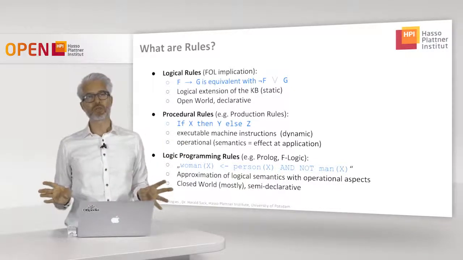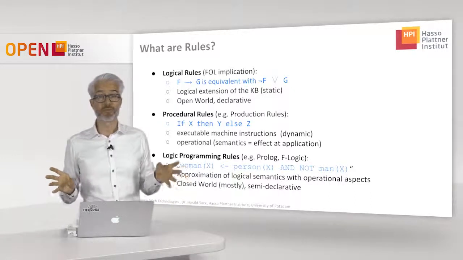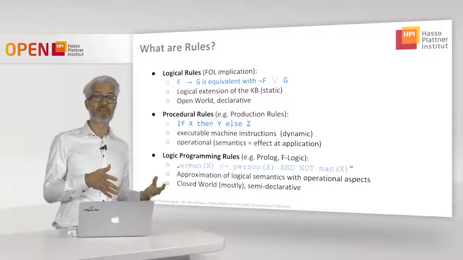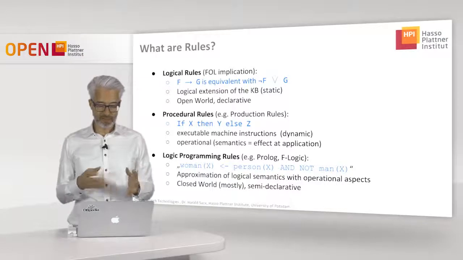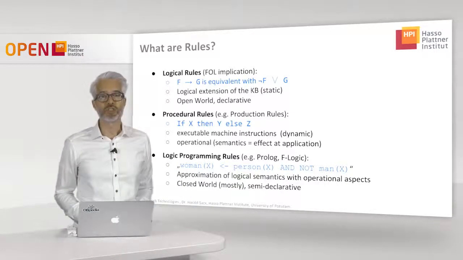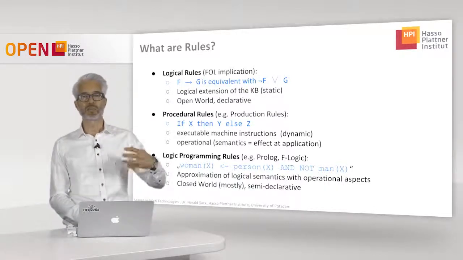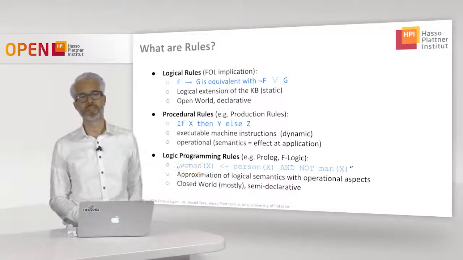With procedural rules or production rules, it's something different. If we are considering programming languages, we have a condition X: if X, then Y, else Z. So this is dynamic, so something can change in between. It means you have executable machine instructions which are connected to the rule. And this is some kind of operational semantics for procedures. So we do not consider that.